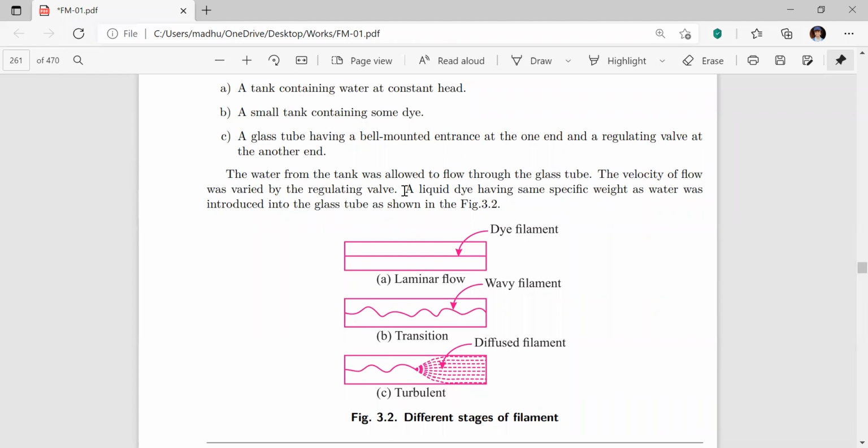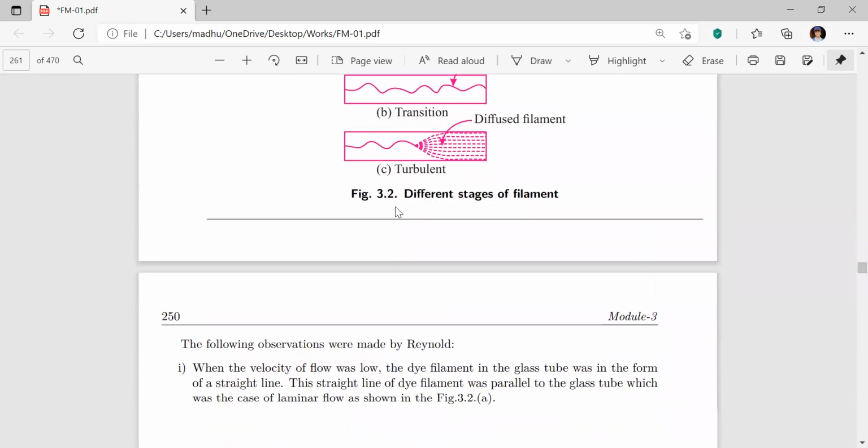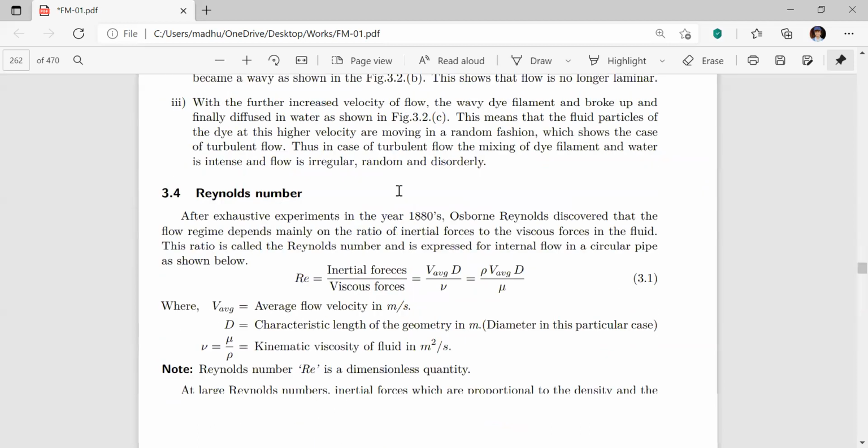The first one: when the velocity is slow, then laminar flow happens and the dye filament is almost straight. In the second one, when the velocity is increased, there is a transition region, and there is a wavy filament of dye that passes through the glass tube. The third one: if the Reynolds number reaches more than 4000 by adjusting the velocity, then the turbulent flow happens and the diffused filament can be observed in the glass tube. So the same thing is explained here.